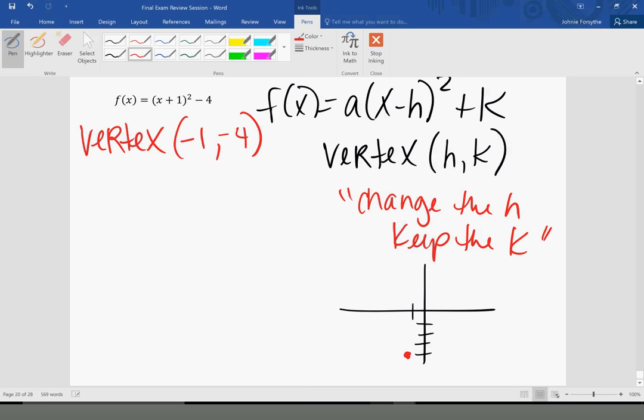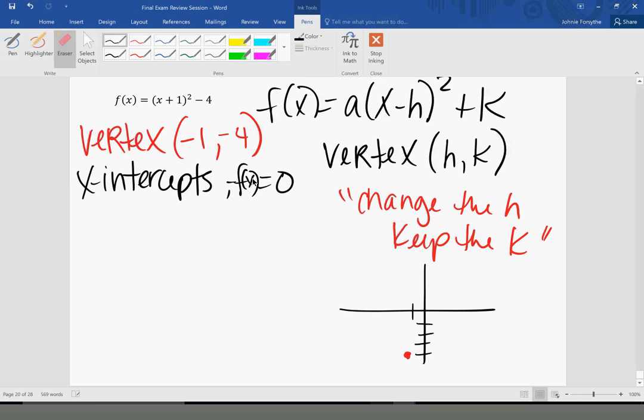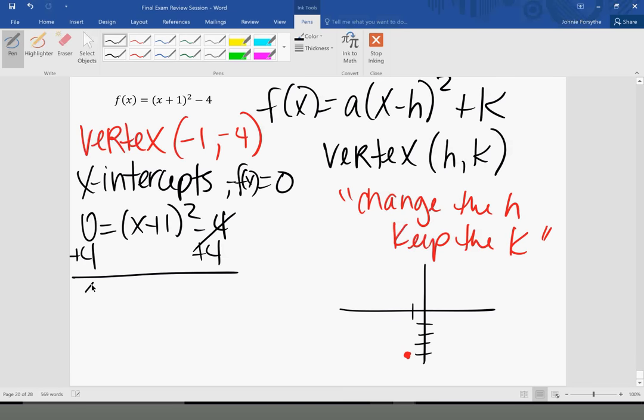That is the vertex. So now we want to get some x-intercepts. To get x-intercepts, that means that y equals 0, or rather f of x equals 0. So 0 equals x plus 1 squared minus 4. Let's solve for x. So I'm going to add 4 to both sides.